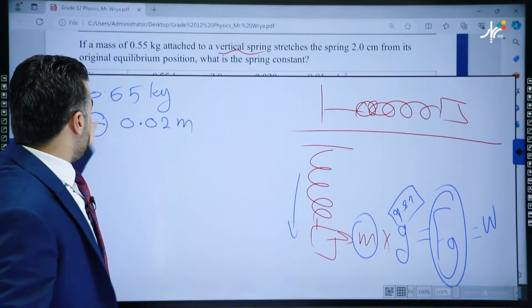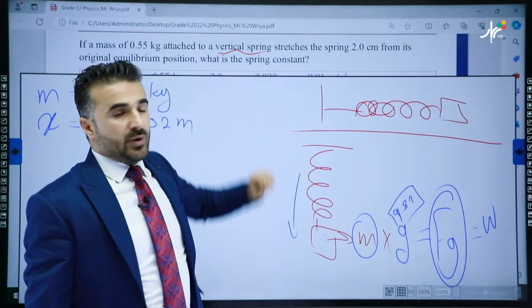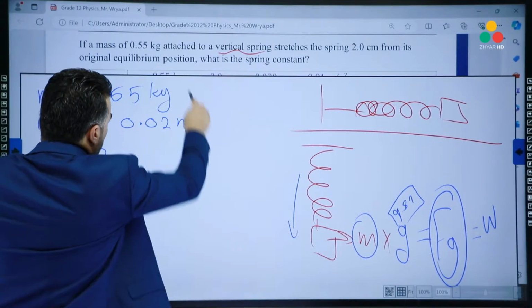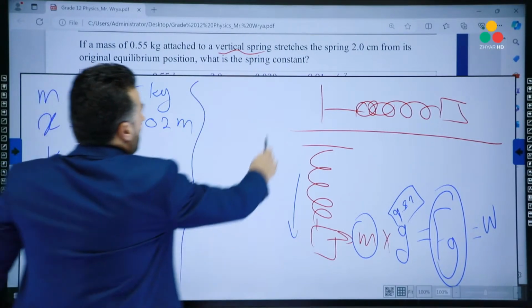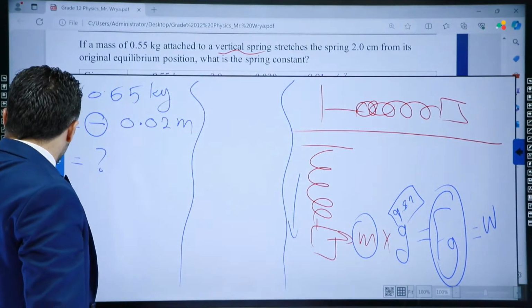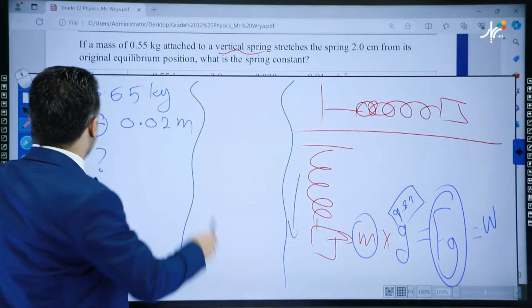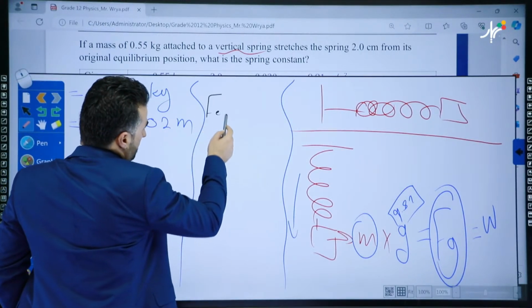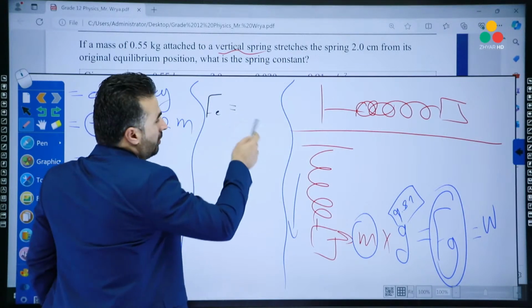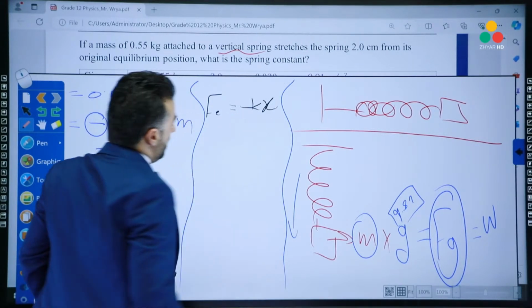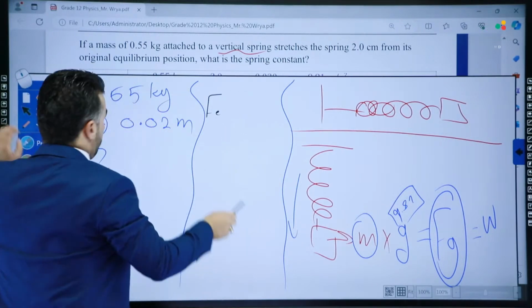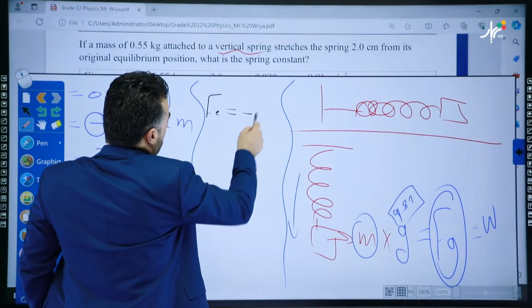From its equilibrium position, that is the extension or the displacement, what is the spring constant? In another word, find K. So how do you find K? We do know the equation, yeah? Hooke's law. Hooke's law says what? It says F equal to, let's use a different color. So it says F elastic, of course, equal to negative Kx in here. Remember, we said this negative, let me write it better so you don't get confused. F elastic equal to negative Kx.